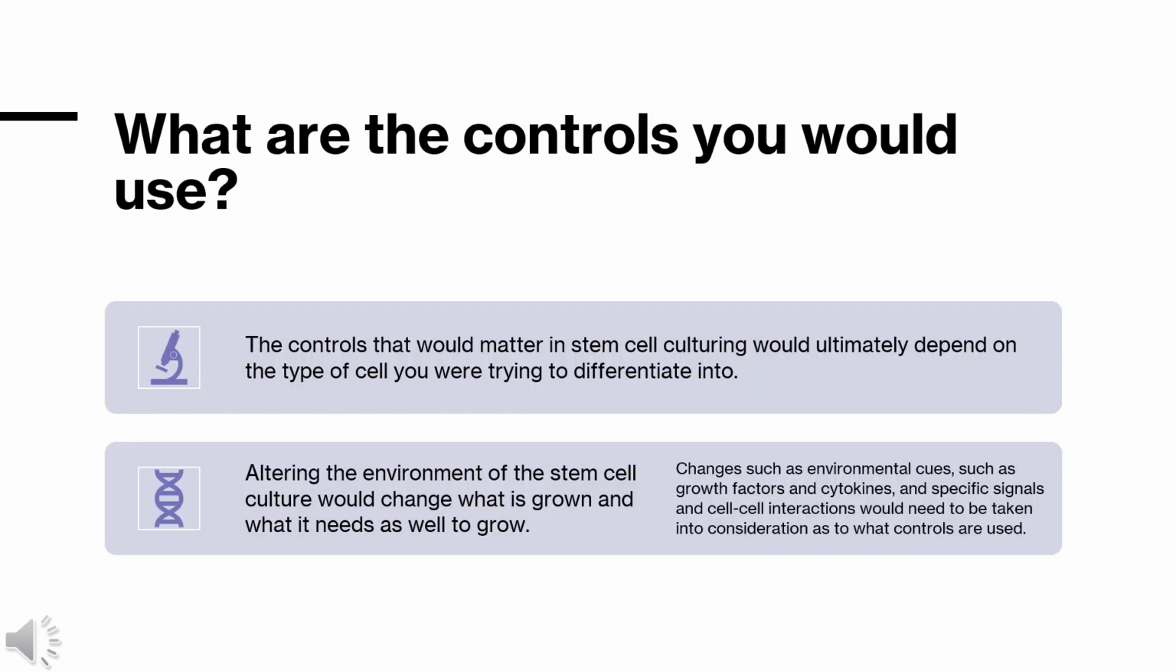Now, what are the controls you would use for stem cell culturing? The controls that would matter in stem cell culturing would ultimately depend on the type of cell you are trying to differentiate into. Altering the environment of the stem cell culture would change what is grown and what it needs to grow. Changes such as environmental cues, such as growth factors and cytokines, and specific signals and cell-to-cell interactions would need to be taken into consideration as to what controls are being used for your stem cell culturing.